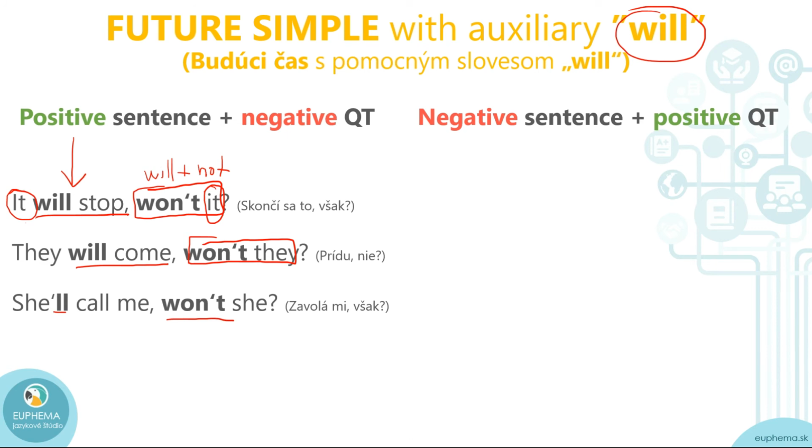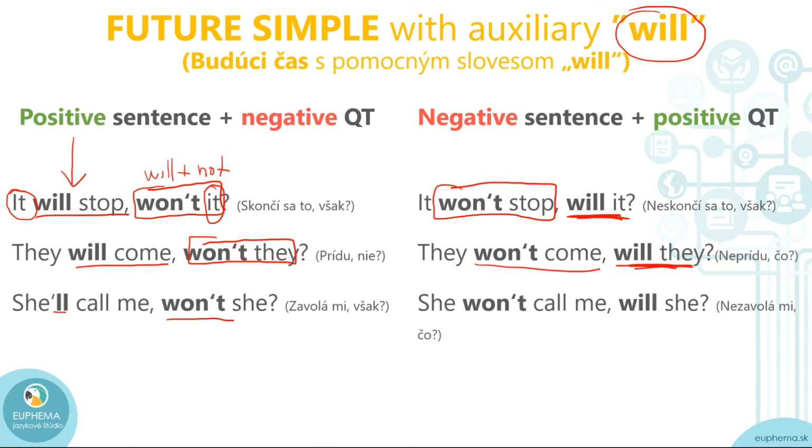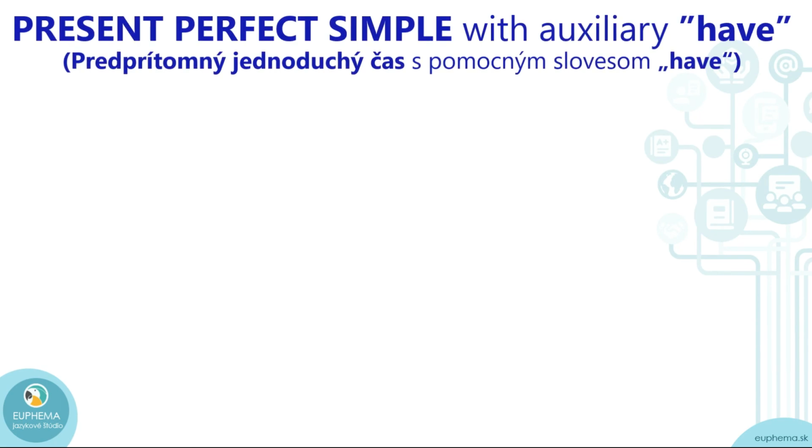And now, reversed, negative plus positive question tags. It won't stop, will it? So we use a negative won't, will not stop, plus a positive question tag, which is will it? They won't come, will they? Won't come, negative, plus positive, will they? Question tag. And she won't call me, will she? Yeah, negative, positive.